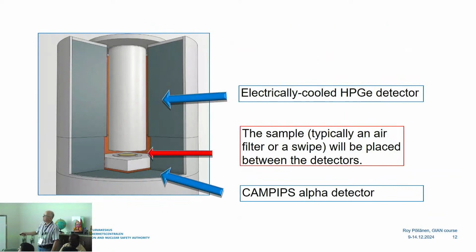Let's look at the detailed picture. This is the lead shielding, the gray one. This is the electrically cooled gamma detector. This is the alpha detector, and we put the sample between these two. This alpha detector is a so-called CAMBIPS, which can be used at normal air pressure.